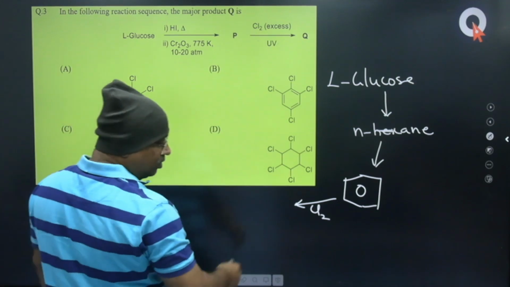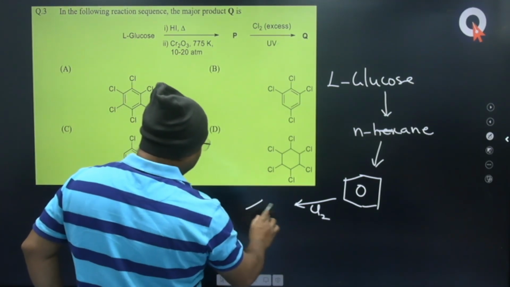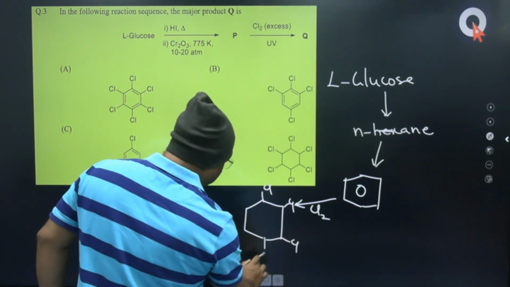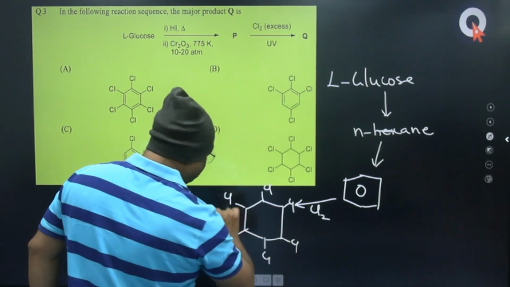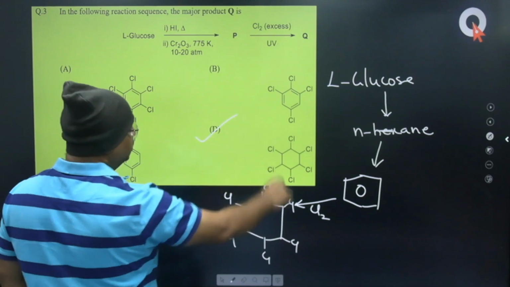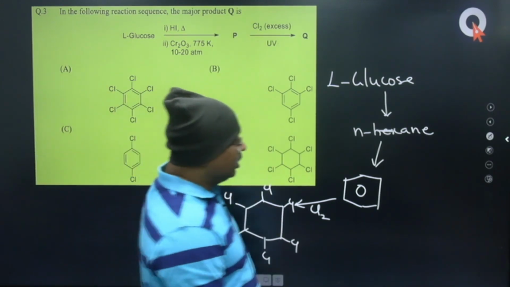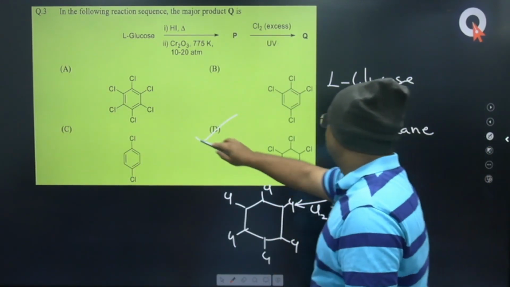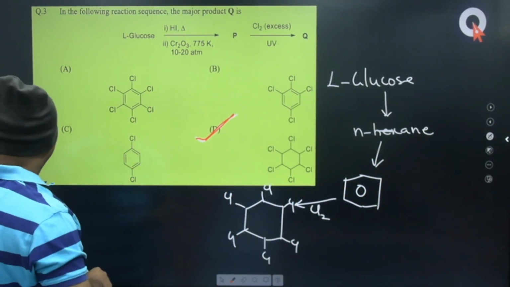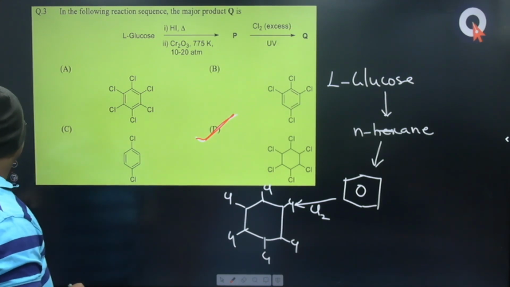This reaction is directly there in NCERT. It forms hexachloro compound, with Cl here, Cl here, Cl here. Addition of chlorine takes place at all carbons. The pi bond breaks, and you will see chlorine at all places. So this is the D option. Directly it is there in NCERT, this reaction itself.